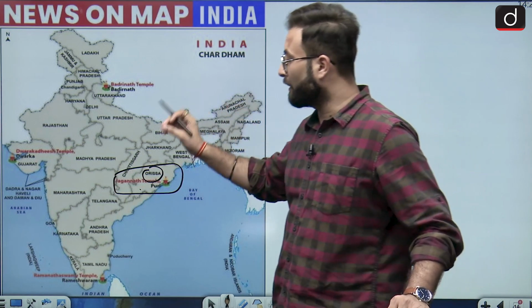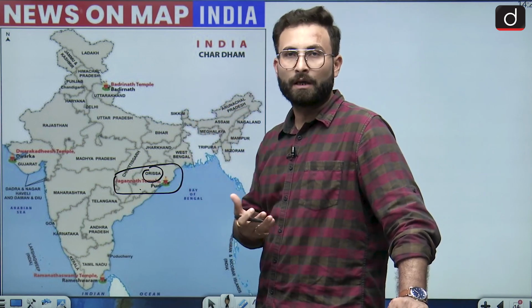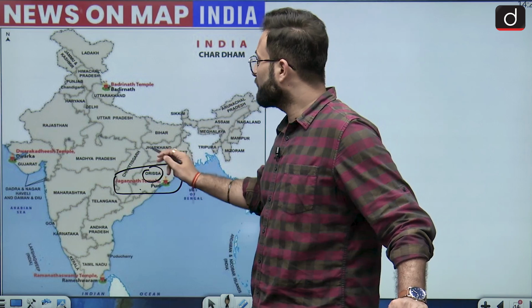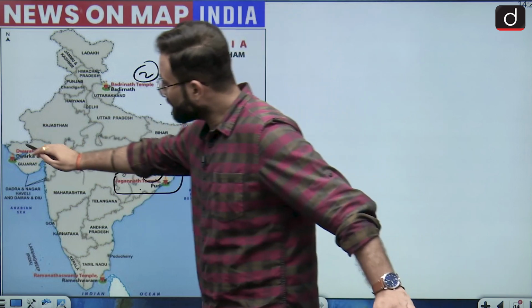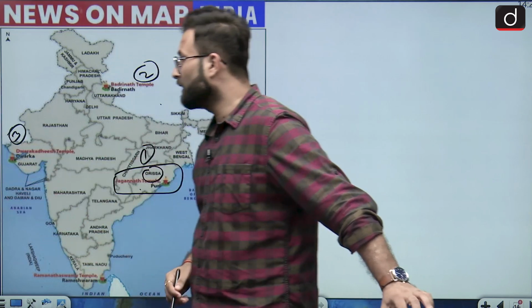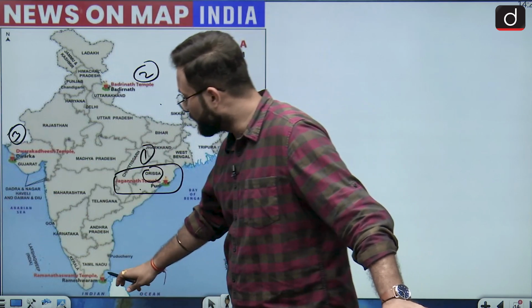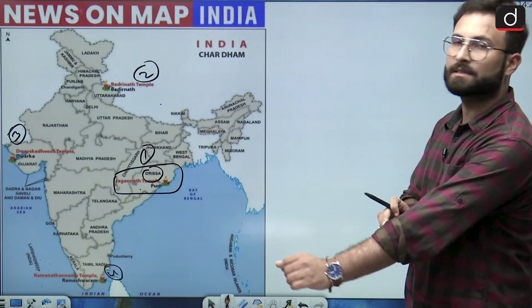Now coming to the other, when we are talking about the Char Dham, there are 4. So basically one is Jagannath, second is Badrinath temple which is in Uttarakhand, third here you can see there is Dwarka, that is in Gujarat, and fourth over here you have Rameshwaram, that is in Tamil Nadu. Okay, so please remember that and their states as well.